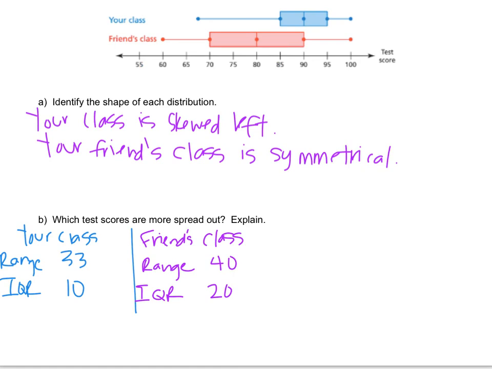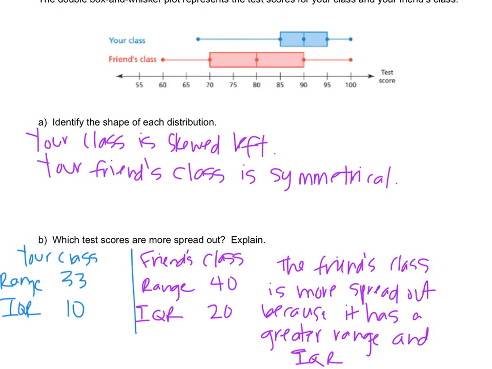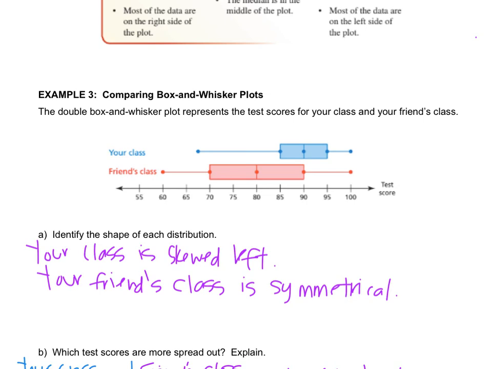So for your friend's class, both the range and the interquartile range were larger, which means even though they're more symmetrical, their grades are more spread apart. So if we had to talk about it realistically, your friend's class has an equal distribution of values, and it looks like in your class, most people scored up here, and then there were a couple people down there who kind of skewed the data. So that would be how you would think about it in a real life situation.